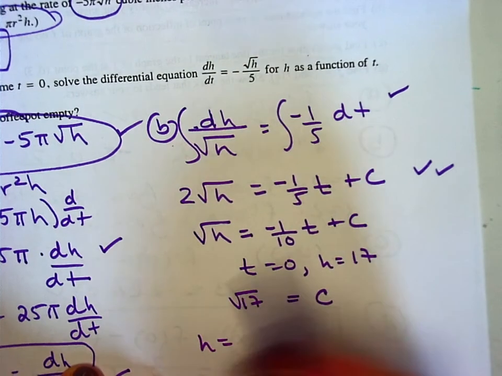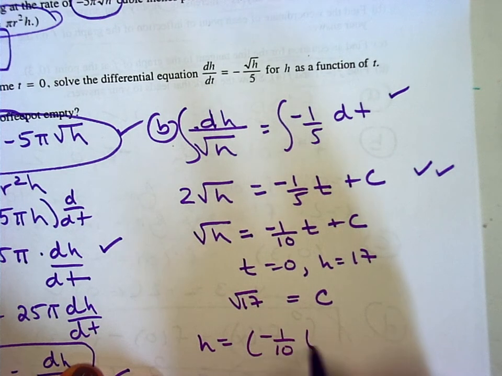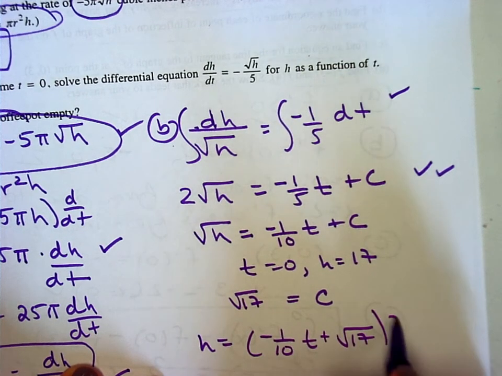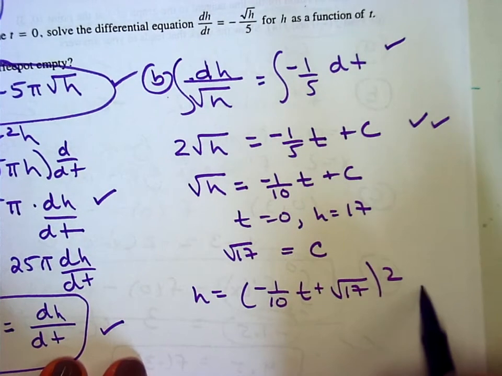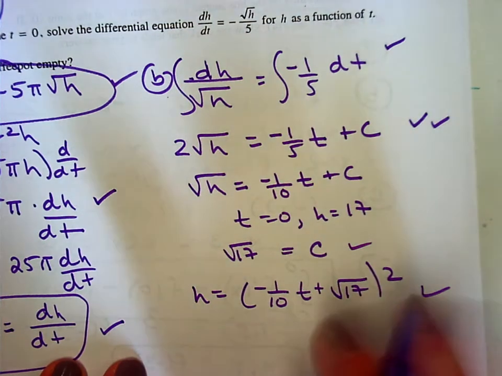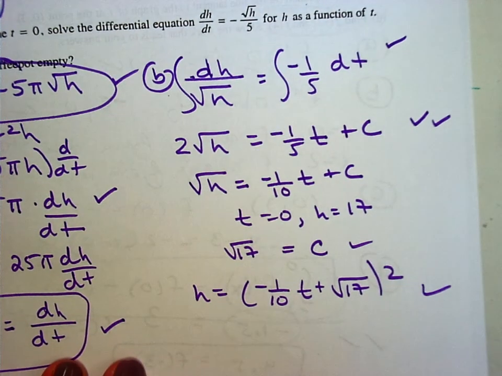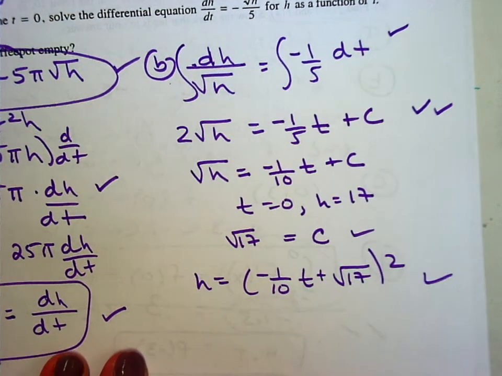I'm going to solve for h, square both sides, make sure you do not square each term separately. This should be your answer. So it's a point for finding the c correctly at whichever point you do it, and then a point for getting h by itself. If you get t by itself, you will lose that last point.